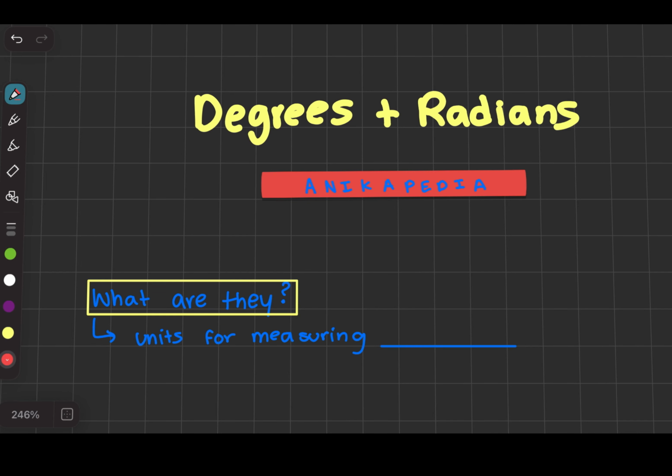Hello, this is a brief overview of degrees and radians. So what are degrees and radians? They're units for measuring angles and can be modeled through circles.